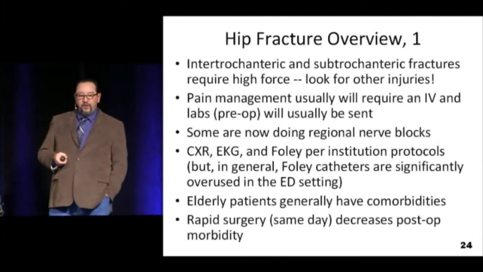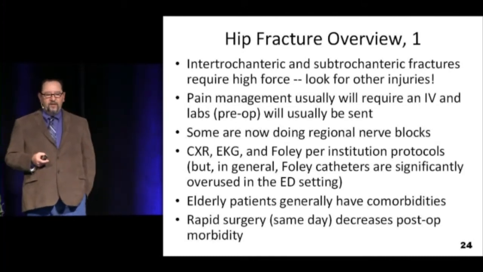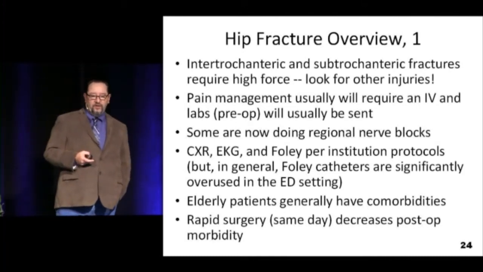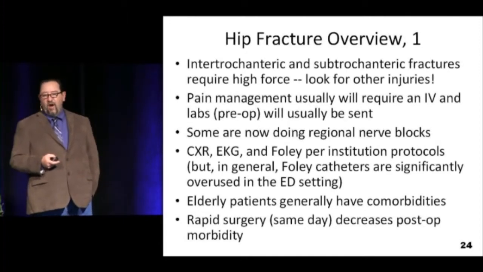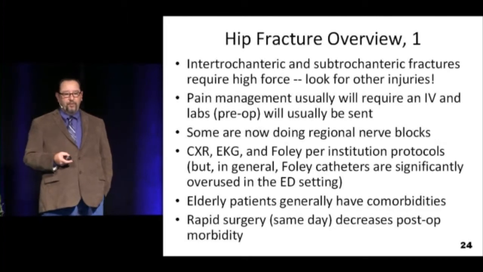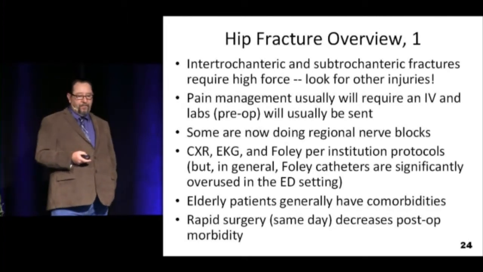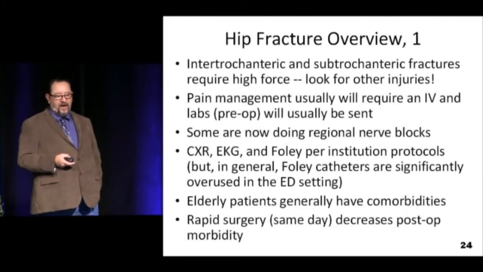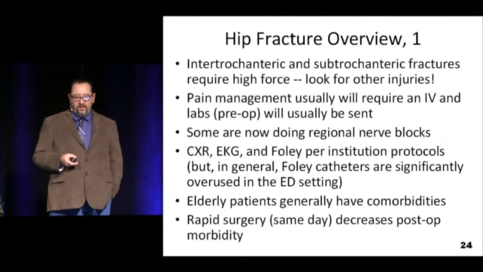All right, hip fractures, they come in a couple different ways. We're going to look at intertroch and subtroch. Pain management is often required for these. Lots of people are doing a 3-in-1 femoral nerve block. I like that femoral nerve block very well. You can do it ultrasound guided or straight up. It's pretty easy to do. Lots of times these patients are going to need a general workup with chest x-ray, EKG, and Foley.